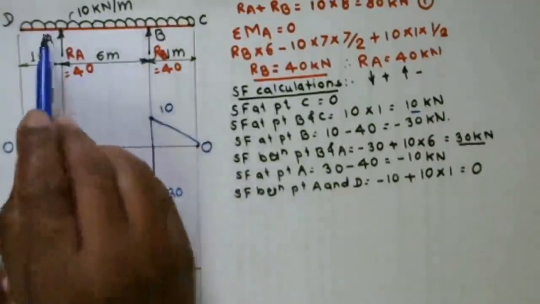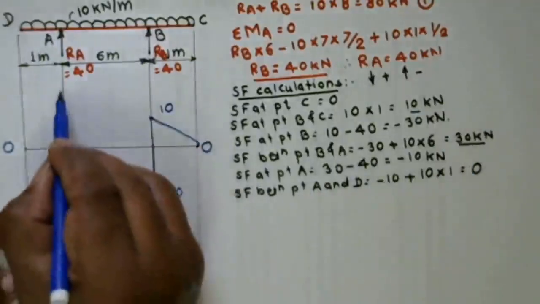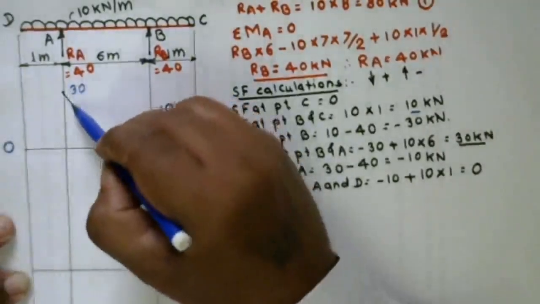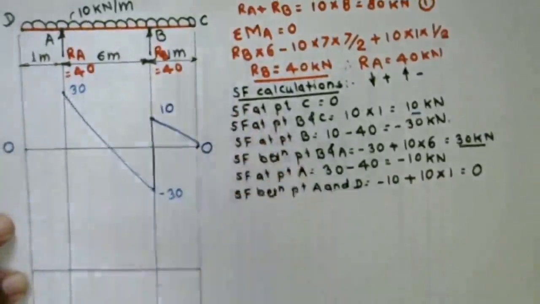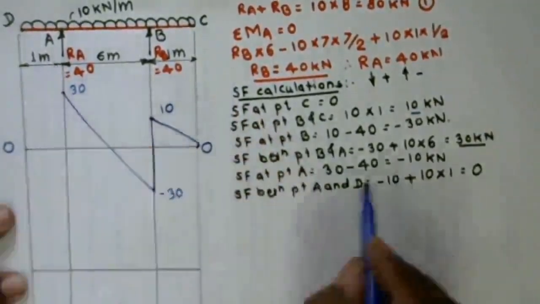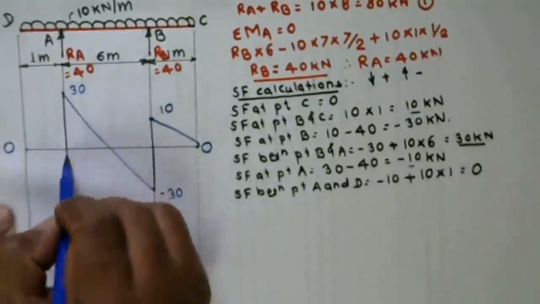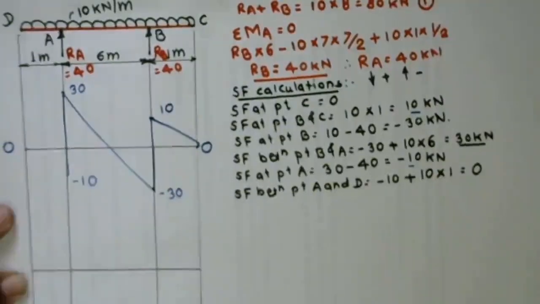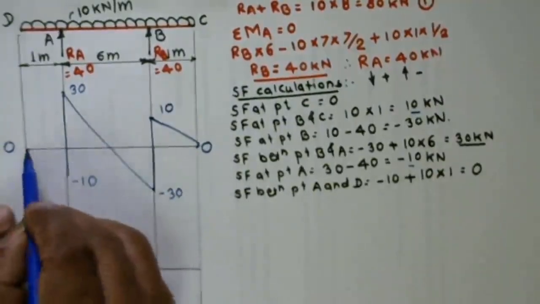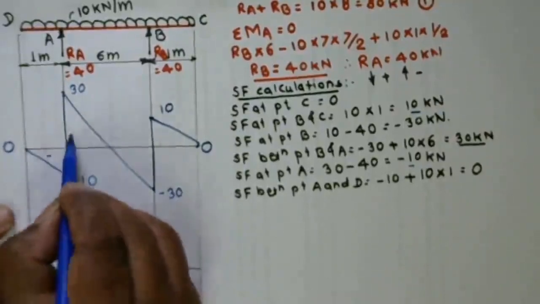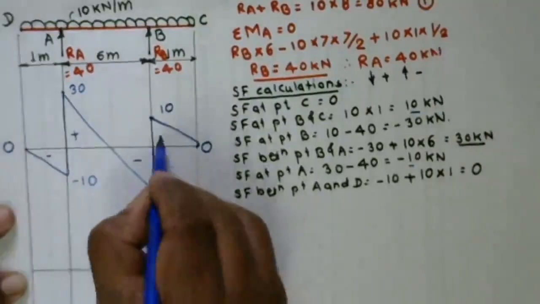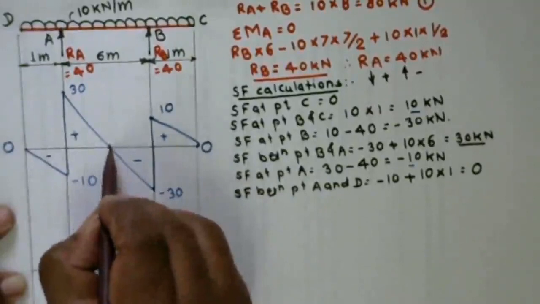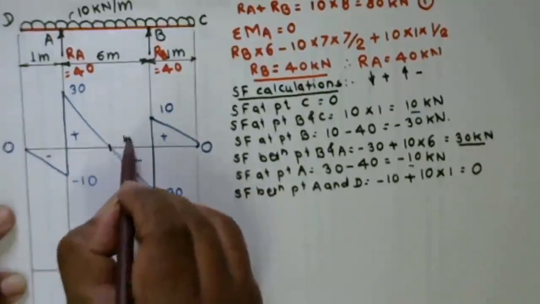Between points A and B there is a UDL and the shear force is 30 kilonewton, so we join by an inclined line. At point A it becomes again minus 10, so this comes on the downward side, so minus 10. And lastly between points A and D it is 0. So this is a negative, positive, negative and positive shear force diagram. This shear force diagram changes its sign at point E.